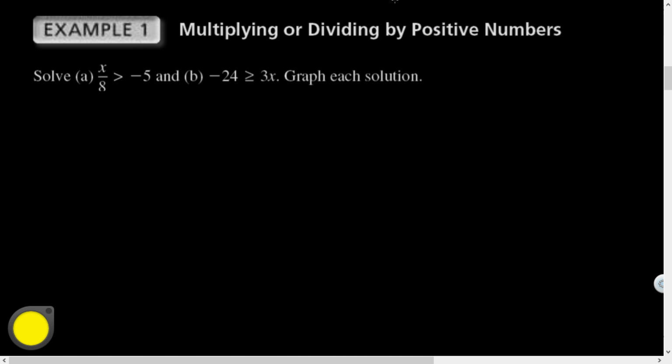All right, solve. Here we go. X divided by 8 is greater than negative 5. I got this. The operation at play was division. The inverse of division is multiplication. Multiply both sides by 8 here. And the 8's cancel out. I will end up with x is greater than negative 5 times 8, which is negative 40.